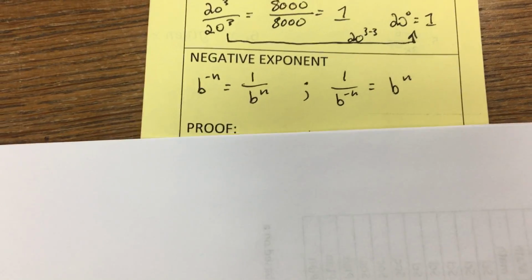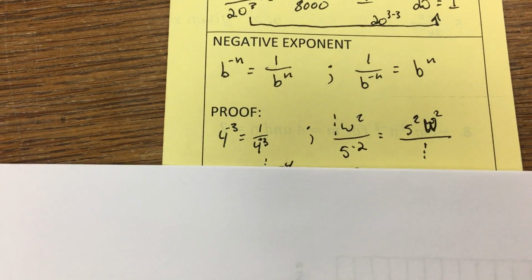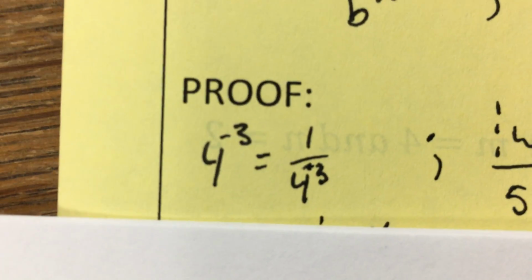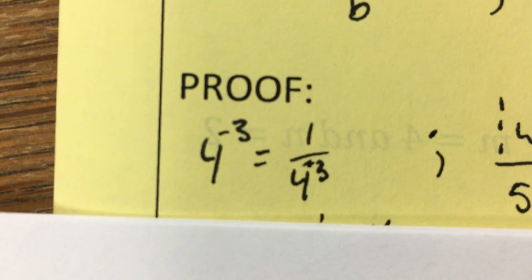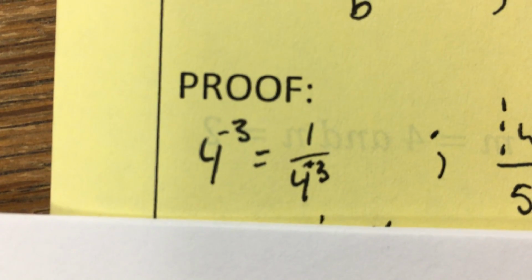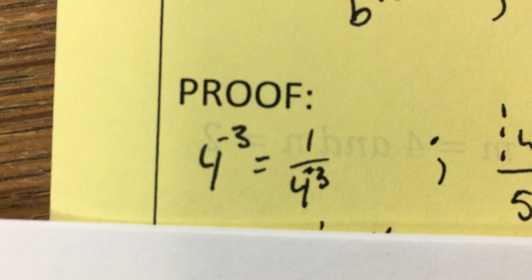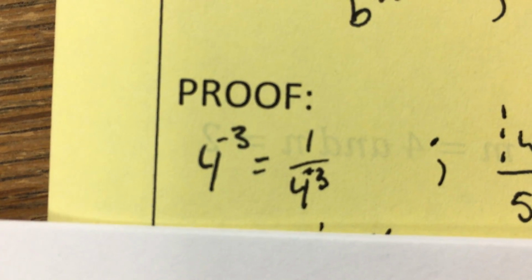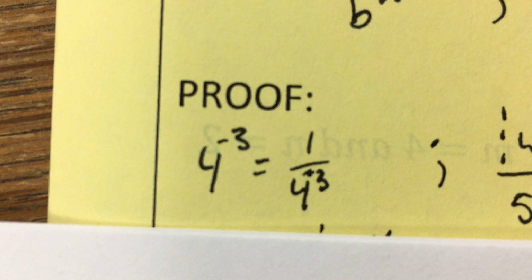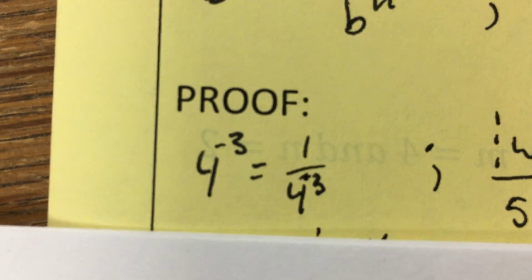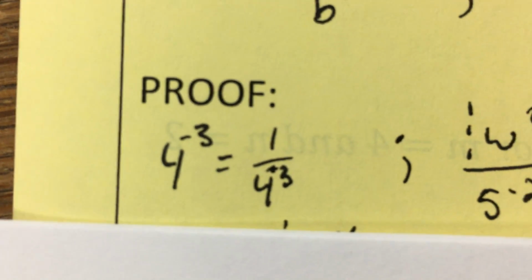So what does that look like? Here's a couple of proofs. Let's just zoom in here. We have 4 to the negative 3 becomes 1 over 4 to the positive 3. I drew a little positive in there. It's optional. You don't have to do that ever. I just wanted to show you the difference. So 4 to the negative 3 becomes 1 over 4 to the positive 3.